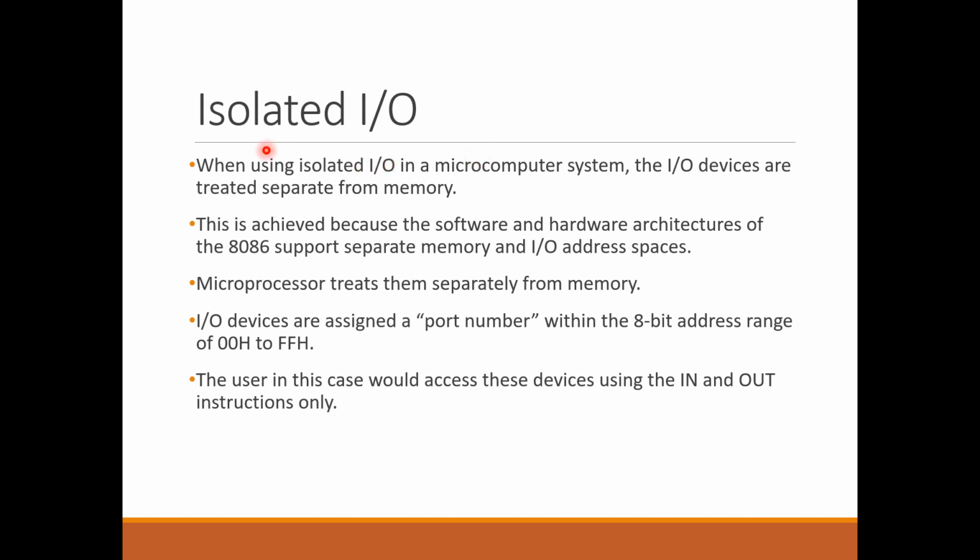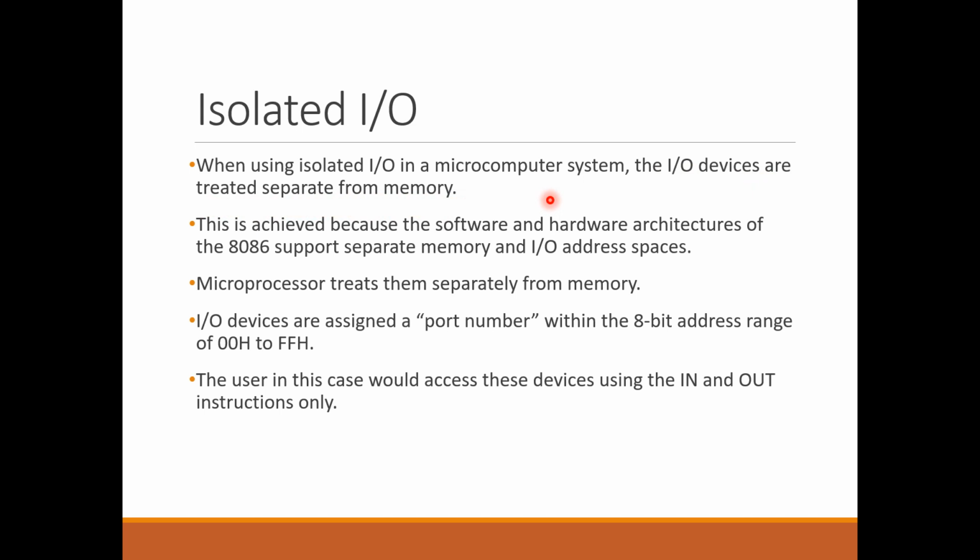So when isolated I/O interfacing is used with the microprocessor, what happens? The I/O devices are treated separately from the memory. That means the memory is a standalone system, while the I/O devices are connected to the microprocessor through other modules. So they are totally different from each other. The 8086 microprocessor can access both of them, not simultaneously, but it can access either of them at any given time.